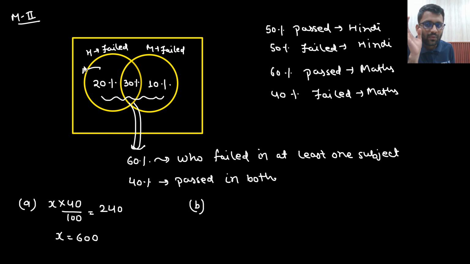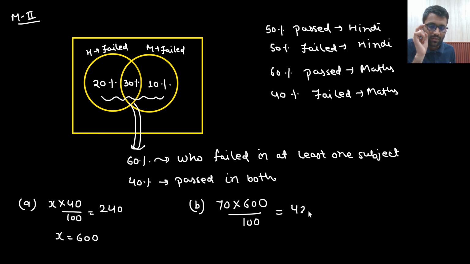Look, this guy failed in only one. This guy also failed in only one. These guys failed in both. So 70% of the students passed in at least one examination. So this would be 420. So this is the answer. Okay. So this way you can approach your problem.